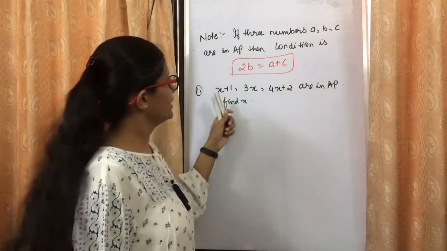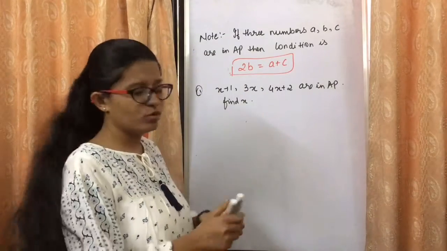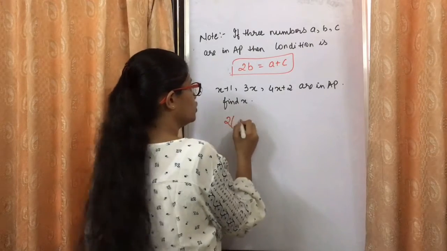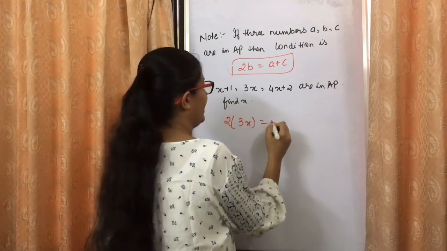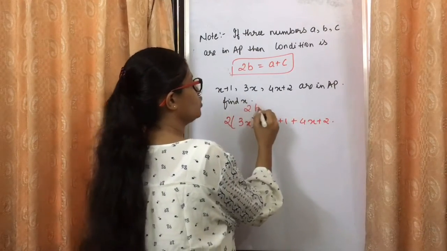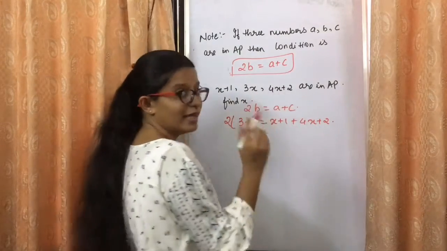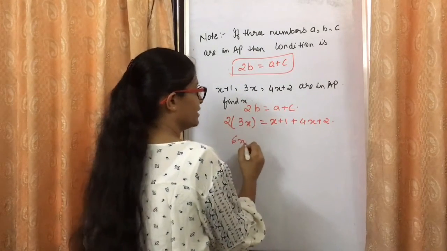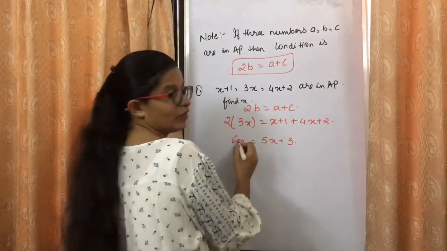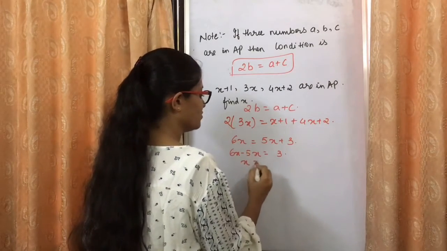Now, in the given question, it is given that these three terms are in AP. Find X. So just by using this, we can find X. Let's see how. What is B? 3X. So 2 into 3X is equals to A plus C. It's very important to write that because the given numbers are in AP. So 6X is equals to X plus 4X plus 3, which is 5X plus 3. Take this 5X over here, you will get 6X minus 5X is equals to 3. So X comes out to be 3.